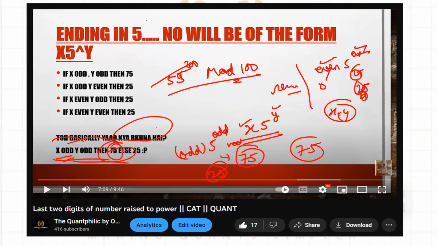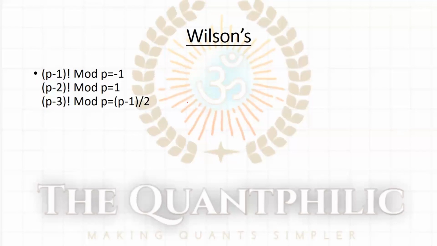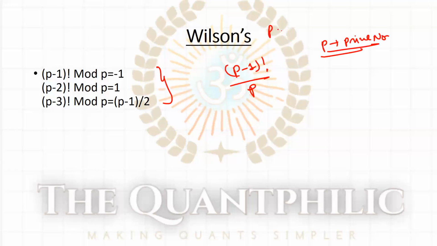So basically what to remember? x odd, y odd, so 75. Okay, remember this. That's it. Hope this is clear. Next one is the Wilson formula. You must be knowing this, but if not, then revise. So (p minus 1) factorial mod p. One thing to remember is p is a prime number. Never forget this. Wilson is only applicable for primes.